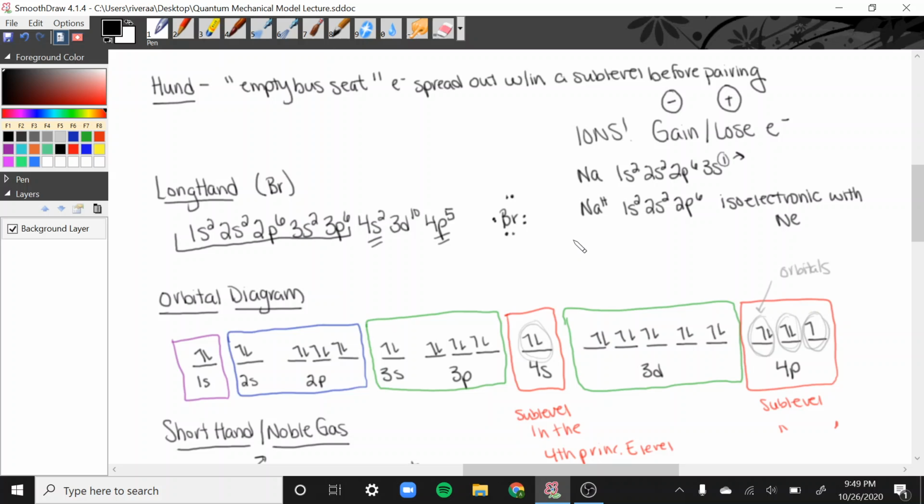Let's do another one. Let's do oxygen. 1s2, 2s2, 2p4. This is oxygen's electron configuration. If it were to gain 2 electrons, where would they go? They would go into that 2p. 1s2, 2s2, 2p6. Guess what? Oxygen 2 minus is also isoelectronic with neon.